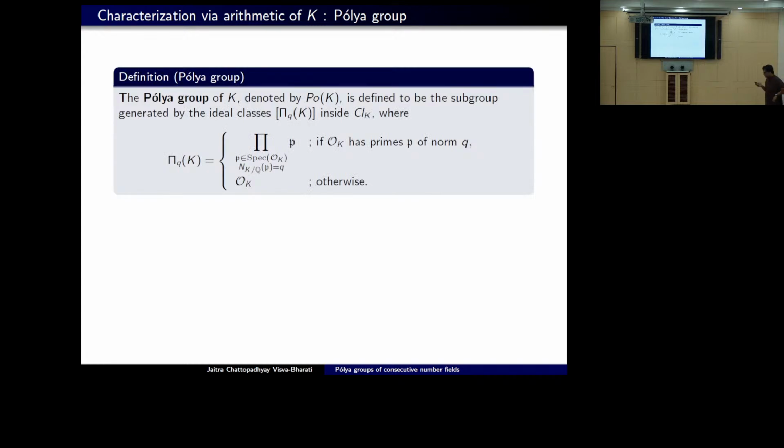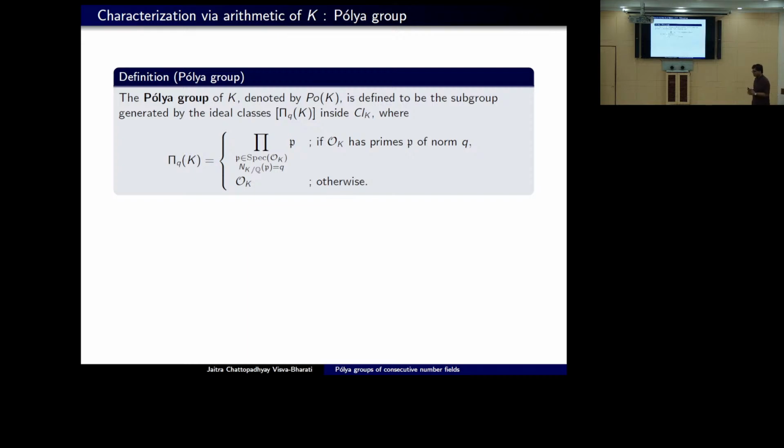Arithmetic of number fields means that some property can be captured or expressed in terms of the ideal class group of K. So for that we introduce another definition called the Polya group of K. So what is a Polya group? Given a number field K, we have the ideal class group Cl(K), and inside that we take the subgroup generated by the classes of all these ideals of the same norm and take the product.